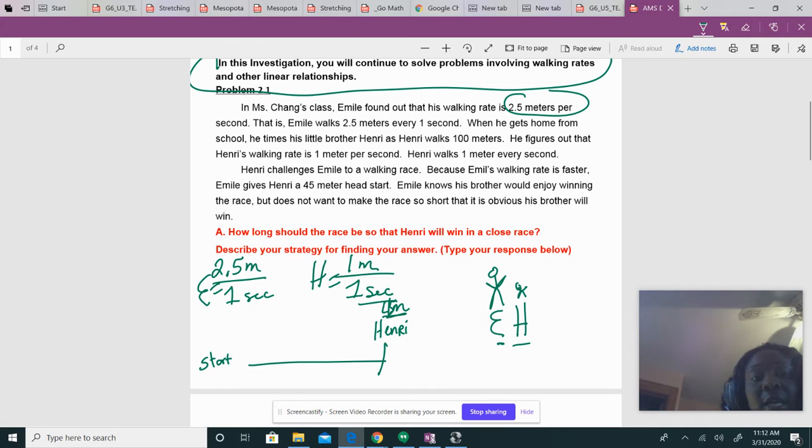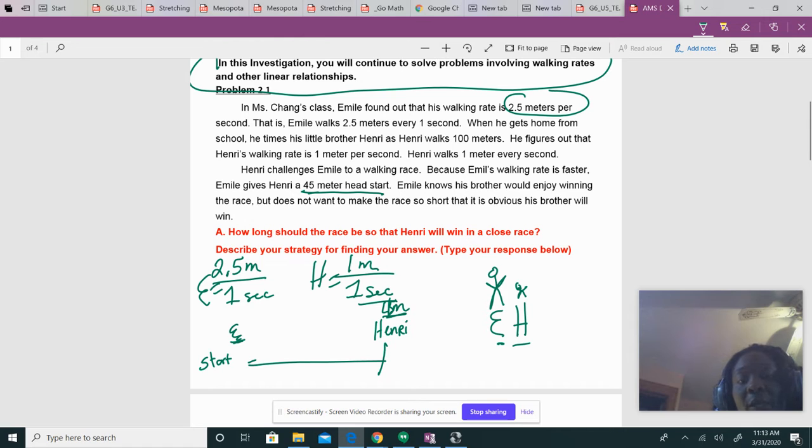is where he's going to be of a start, right? 45-meter start. We're not saying a certain amount of seconds start, a 45-meter start. So that's where Henri is, and Emil's going to be right here. They are going to start at the same time. So that's also important. They're starting at the same time. He's just giving him a distance ahead. He's saying, go on and go to the 45-meter mark. But at some point, we're going to meet up and I'm going to almost catch you.